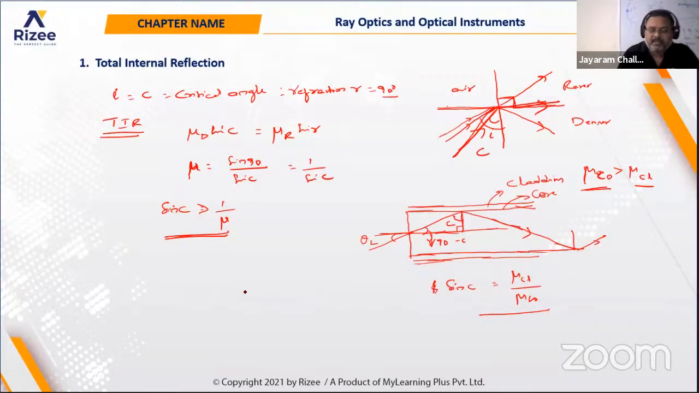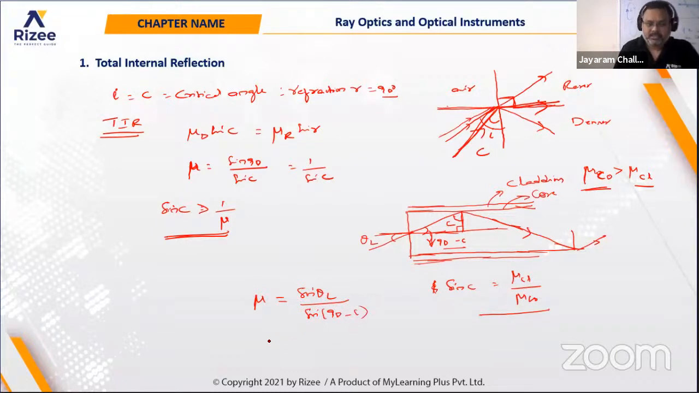If I apply Snell's law for the launching angle and the angle 90 minus C, the launching angle is in the air, so mu is equal to sine theta L by sine of 90 minus C.